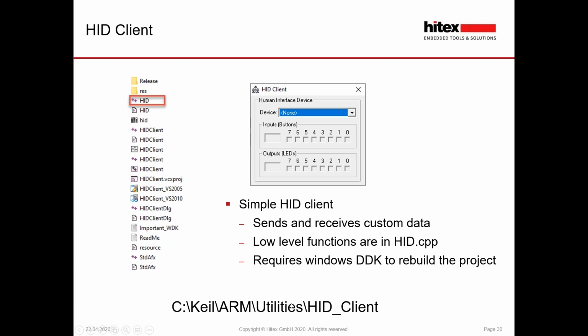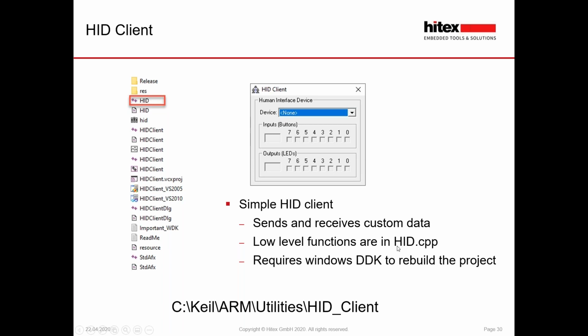So here in the Keil ARM utilities directory, there's a HID client, and this gives us a simple client where we can select our HID device, and then when we push buttons, we can see them on here, or we can set LEDs. The source code for this is available within the tools as a Visual C project.